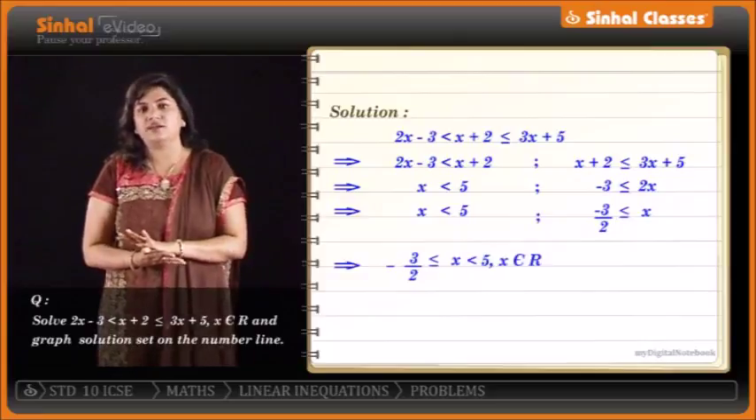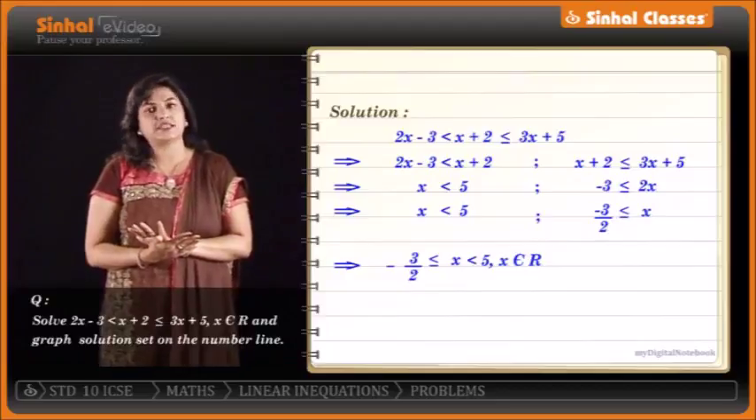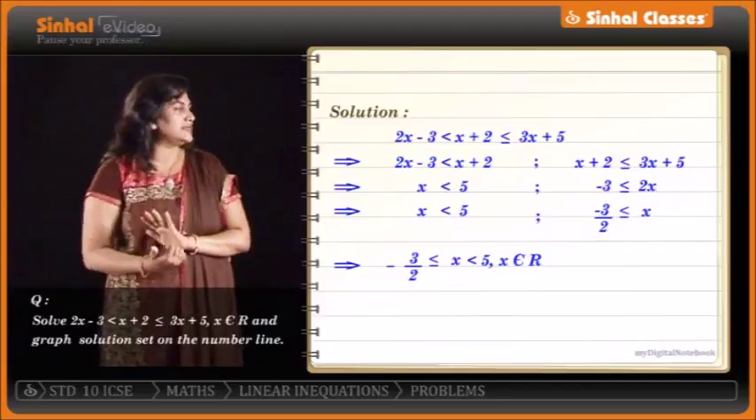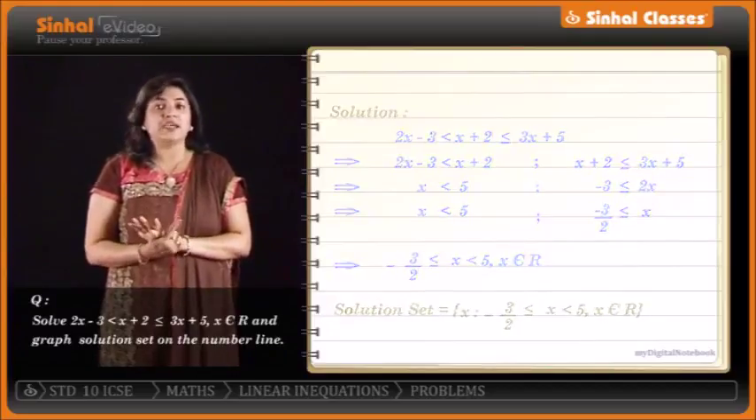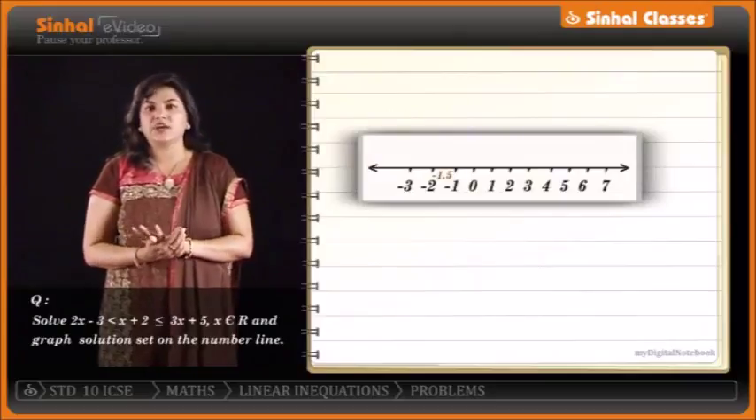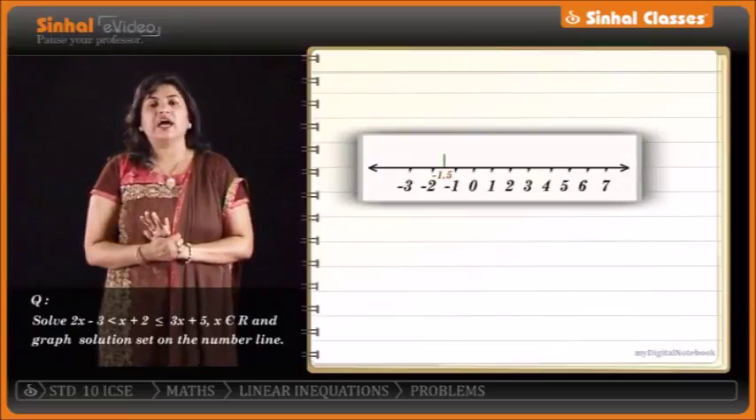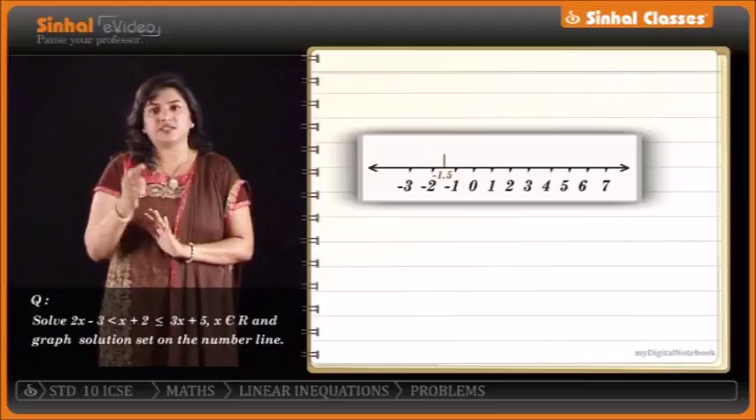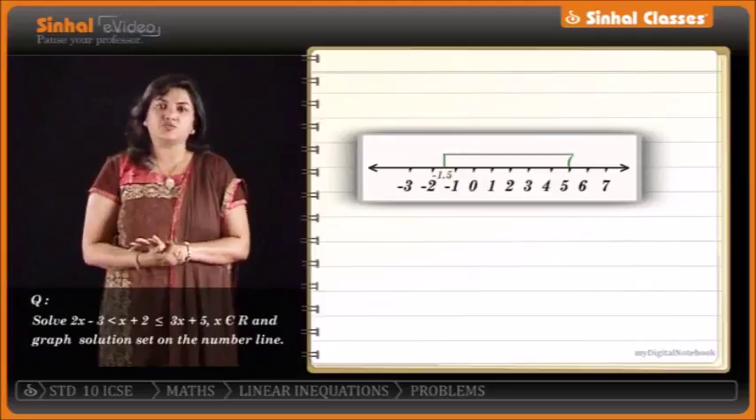X belongs to R. Now since it's real numbers, solution set will be in set builder form. We have it as this. Now we draw the number line. Minus 3 by 2 is included in the set. Minus 3 by 2 means minus 1.5. So at minus 1.5, we draw a straight line and 5 is excluded from the set. So we draw a curve at 5. We join these two by a straight line and shade the area between them.